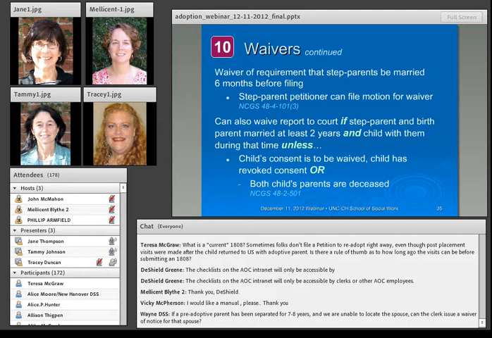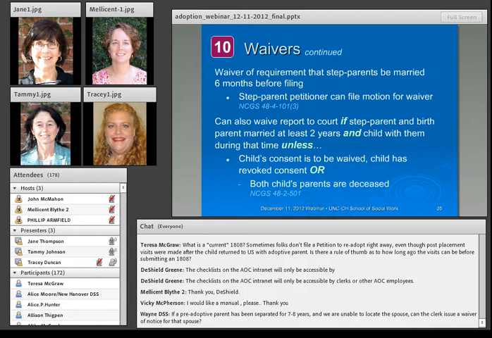You can also report to the court if the step-parent and birth parent have been married for at least 2 years and the child has resided with them during that time, unless the child's consent is to be waived, a child has revoked consent, or both parents are deceased. Be aware, step-parents can adopt even if the birth parent that they were married to is deceased, if they have primary care of the child.